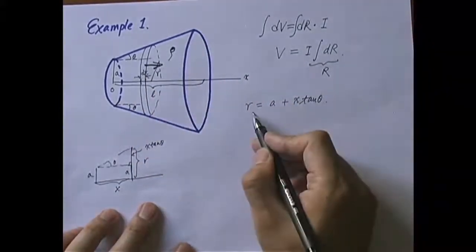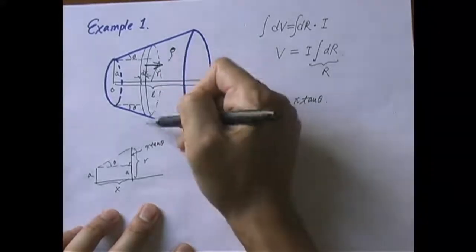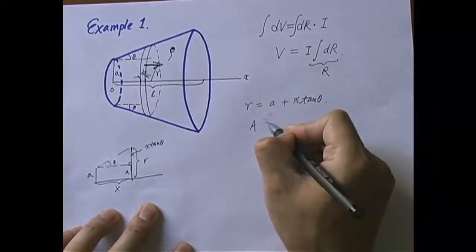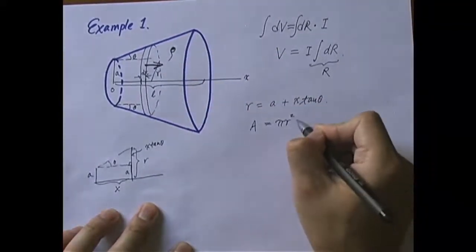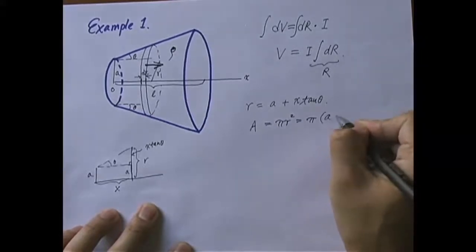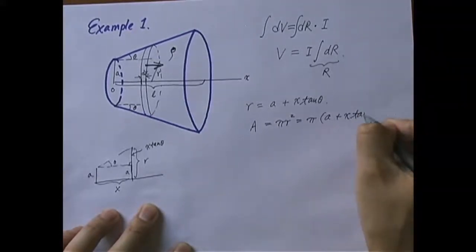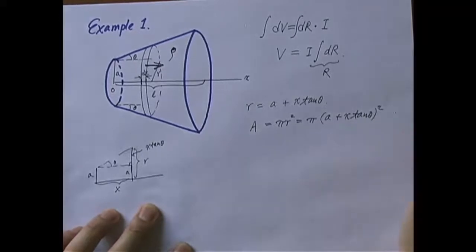So given R, what is the cross-sectional area of this little piece? A would be equal to pi R squared, and that is pi times (A plus x tangent theta) squared.